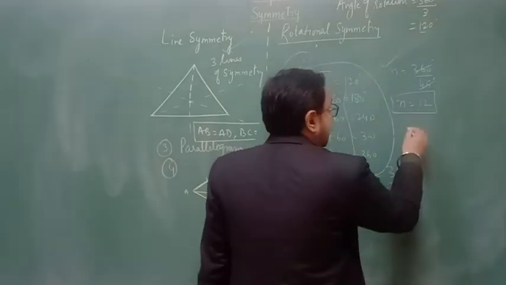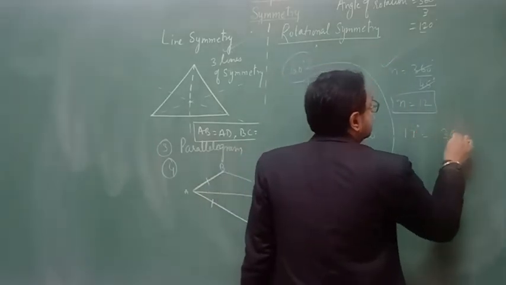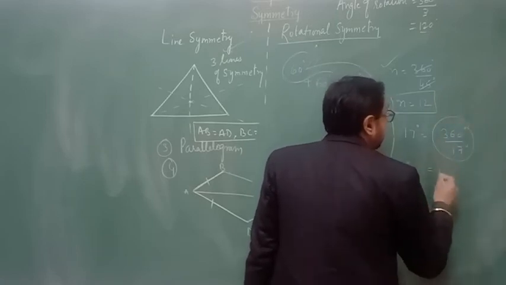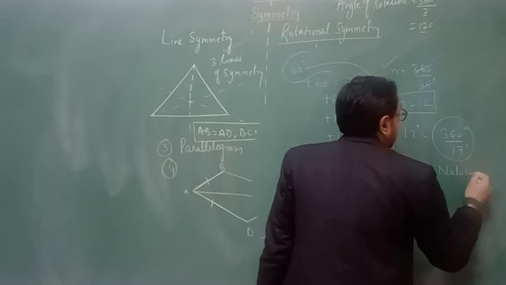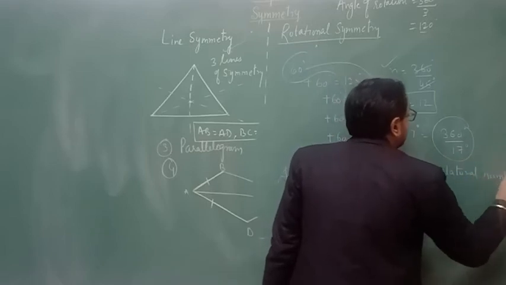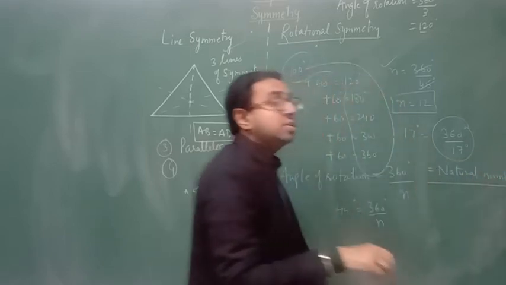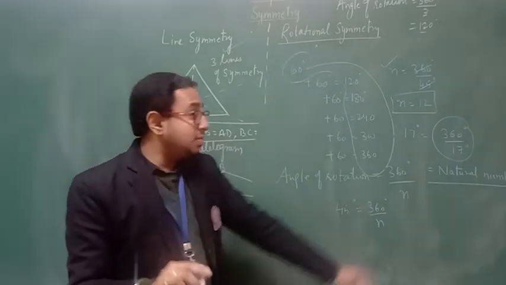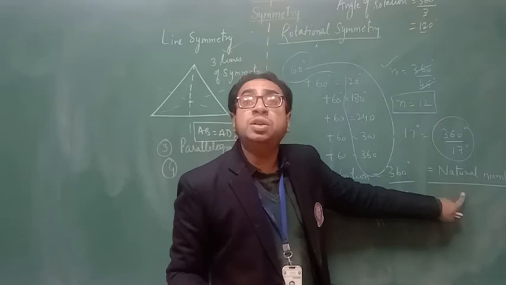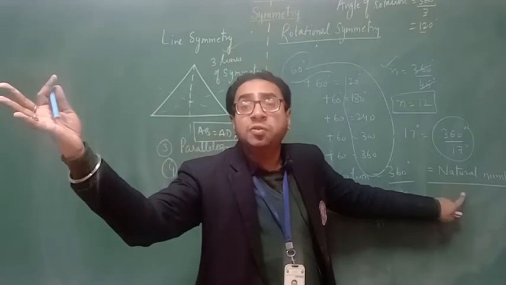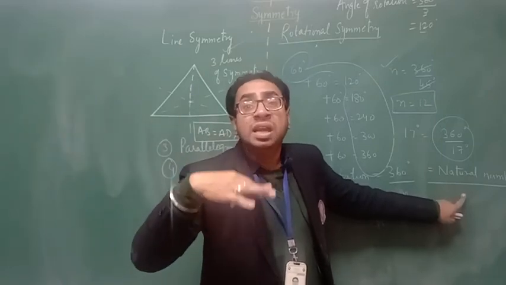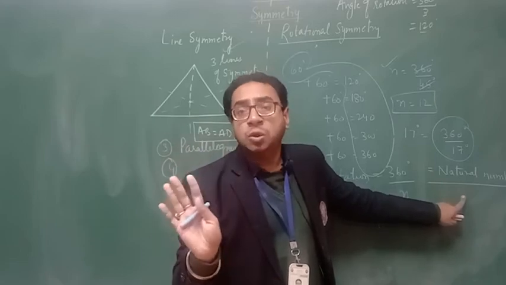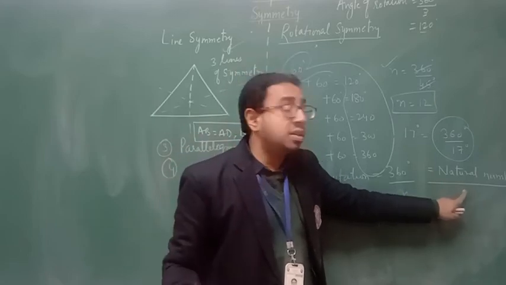17 degrees. If I consider 17 degrees and divide 360 by 17, you will not get a perfect natural number. Why am I talking about natural numbers? Why am I not considering whole numbers? Because if I take 0 sides, there is no such figure. That is why I am considering natural numbers: 1, 2, 3, 4, 5, 6 and so on up to infinity. Whole numbers start from 0. If I count 0 sides, it doesn't mean anything. It's irrelevant to consider.